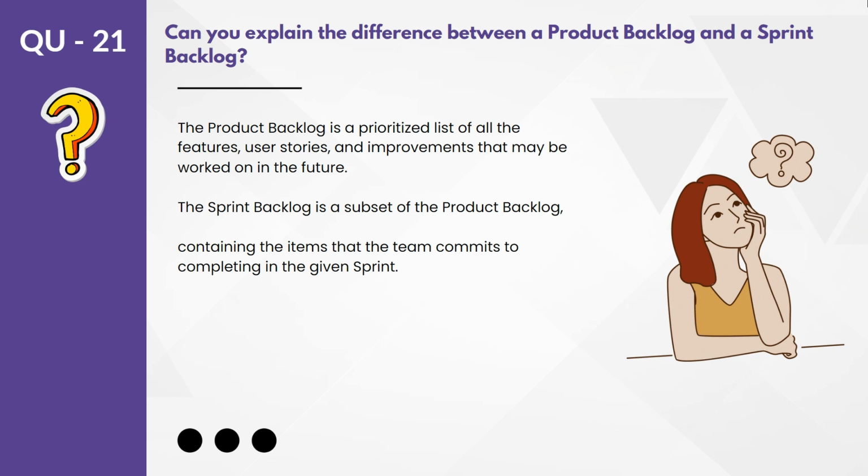But if you are talking about one particular sprint, what set of user stories from the product backlog can be delivered in the given sprint, that list of stories will be called the sprint backlog. So the sprint backlog is a subset of the product backlog. There can be several sprint backlogs in the product backlog. So that's product backlog and sprint backlog.